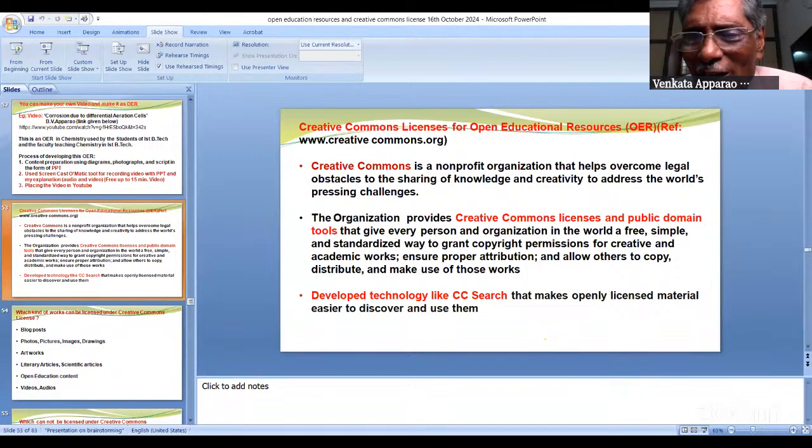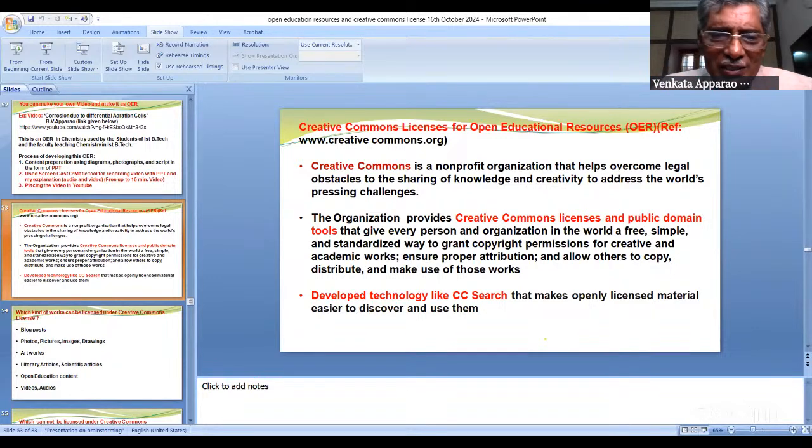the origin of the Creative Commons license, what can be licensed by this license, which cannot be licensed by this license. The examples, what are the different categories of this license? And then how do you get license for your work, for your OER? All these aspects I shall discuss now.